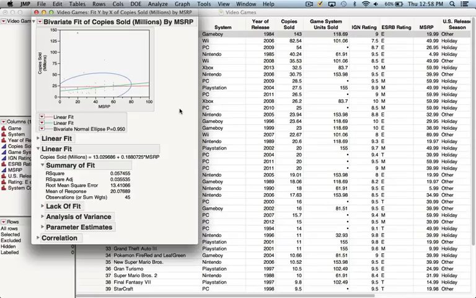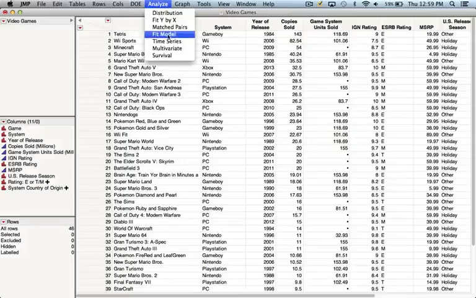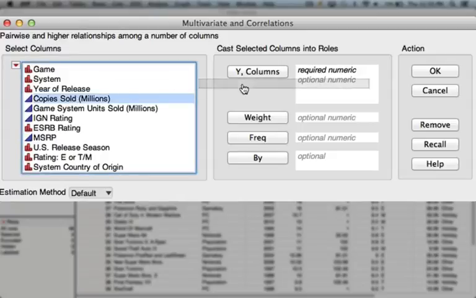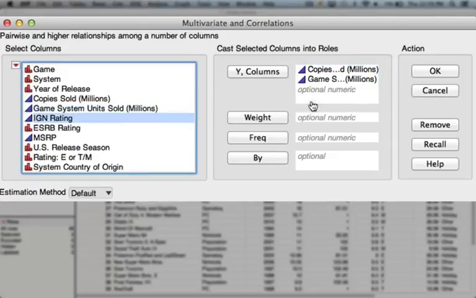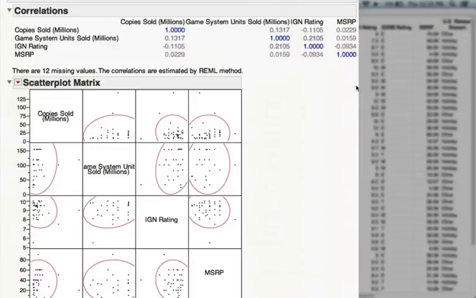Lastly, let's examine a scatter plot matrix of all our continuous variables. Go to Analyze, Multivariate, and select all of the continuous variables and place them in the Y columns box. Click OK. We can use the matrix to summarize the strength of the linear relationships between each pair of our continuous variables, as well as identify dependencies and outliers.